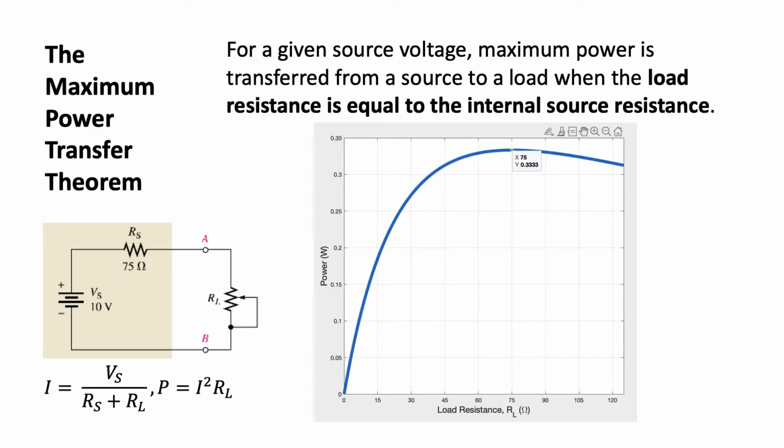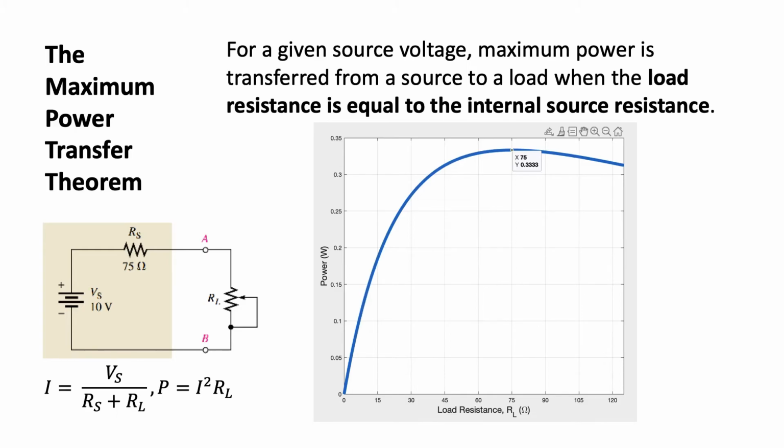In designing circuits, we also need to take into account the power utilized and dissipated by the circuit elements. Ideally, we would like to transfer all energy from the power supply to the load with as very little loss as possible. One way to do that is to apply the maximum power transfer theorem. The theorem states that for a given source voltage, maximum power is transferred from a source to a load when the load resistance is equal to the internal source resistance.